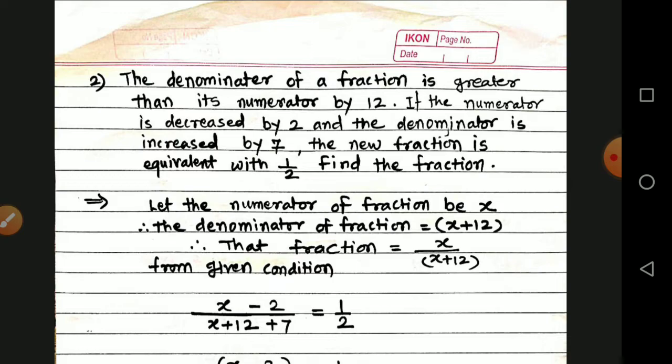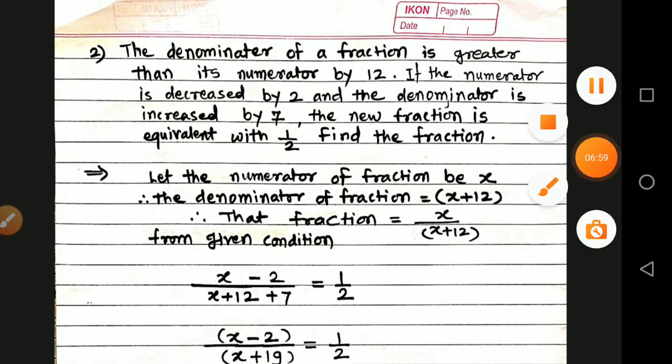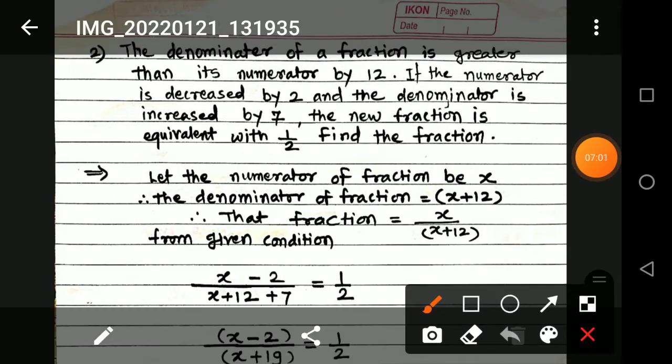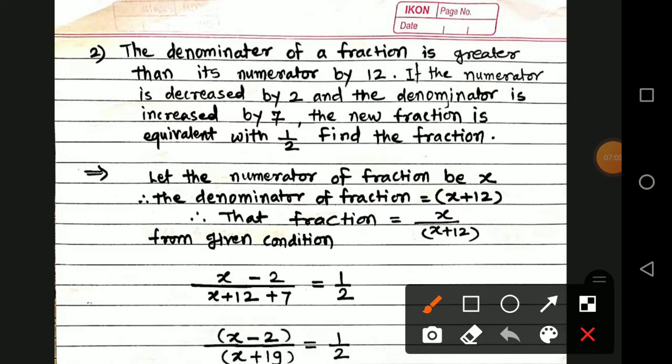Read the first sentence. The denominator of a fraction, yes, who is described here? The denominator of a fraction is described. How is it? It is greater than the numerator by 12. In the first sentence, the comparison is given. And the base of comparison, the denominator is described on the basis of the numerator. That's why the numerator is the base of comparison. And who is the base of comparison? Consider it as x, like the previous example.